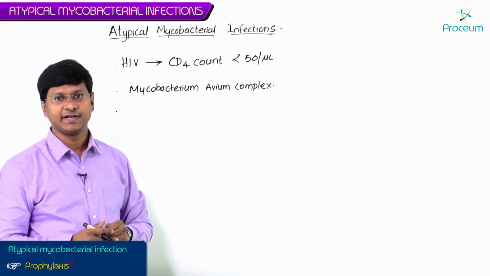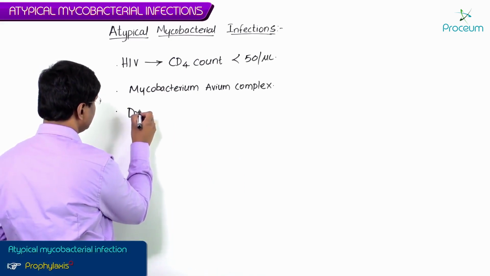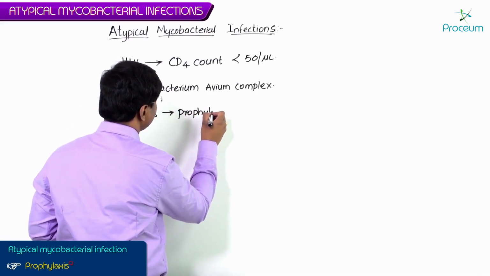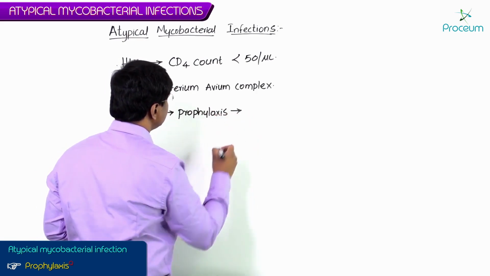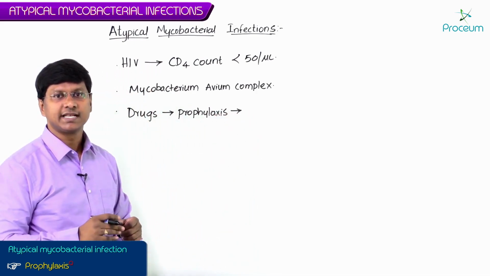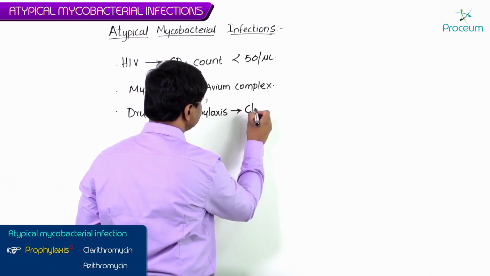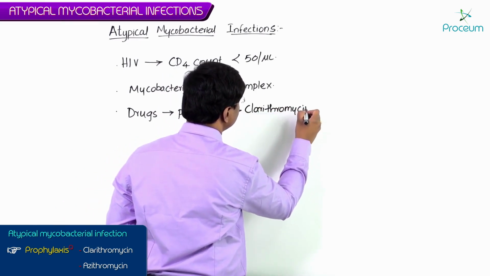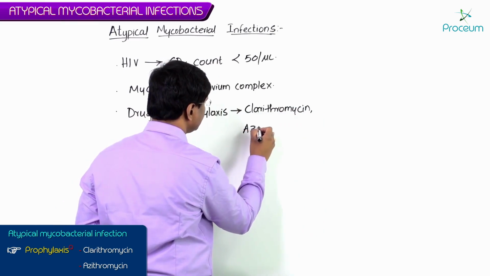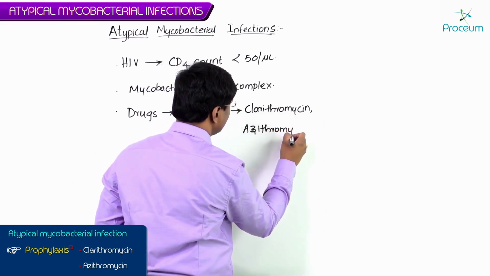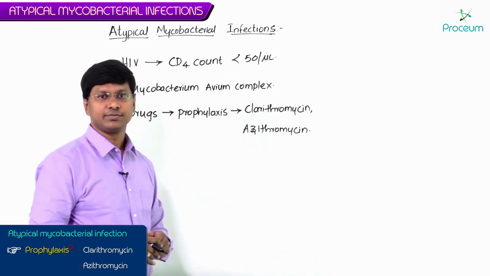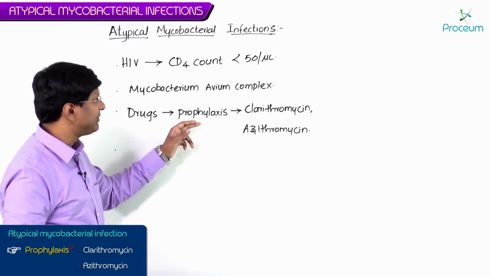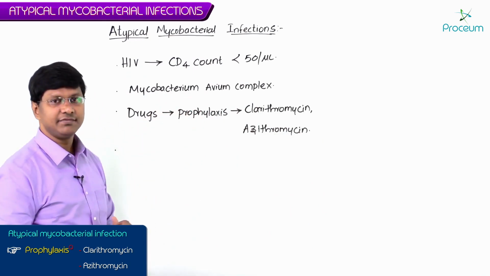Now, for this particular organism, Mycobacterium avium complex, what is the drug which is recommended for prophylaxis? The drugs which are recommended for prophylaxis include clarithromycin as well as azithromycin. These are the drugs for prophylaxis, to prevent infection with Mycobacterium avium complex.